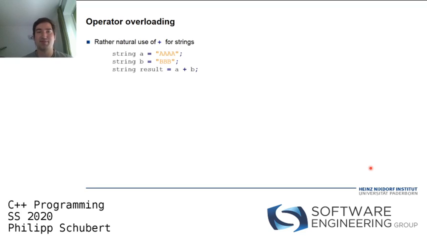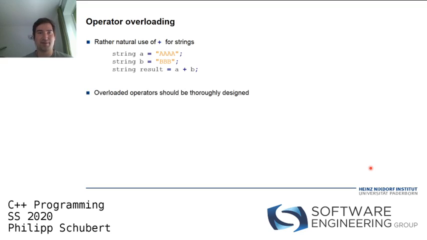Again, here's an example. So you have two strings, a plus b, and it basically just concatenates both of those strings. So the result will contain 4 a's followed by 3 b's. That will be the contents of the result string, so to say.